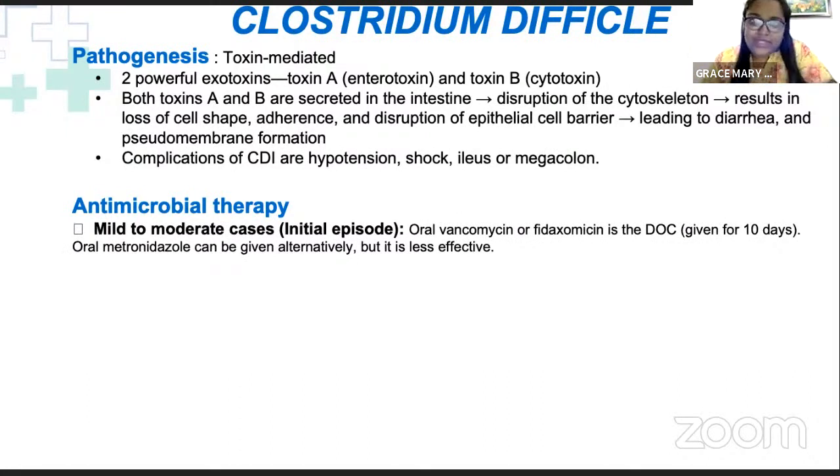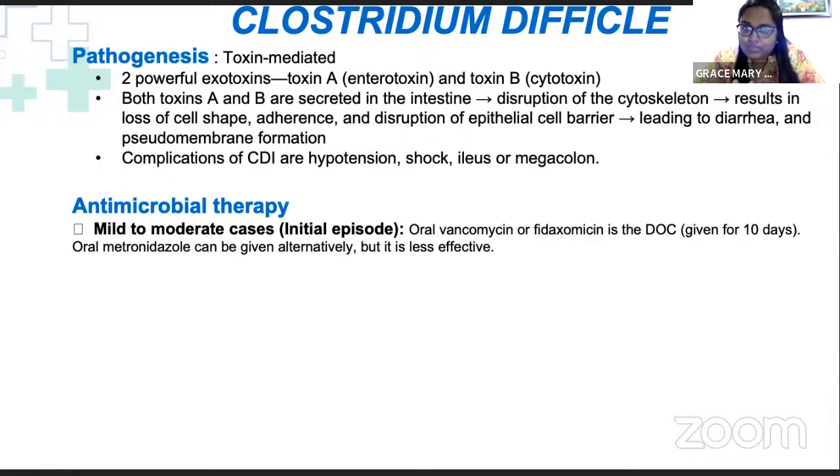Now, the antimicrobial therapy for Clostridium difficile is in itself a big lesson. Recently, there have been updates in the guidelines regarding the first-line agents and the role of other modalities. The three agents commonly mentioned in all the guidelines are oral vancomycin, fidaxomicin, and metronidazole. Fidaxomicin is not yet available in India, but most of the guidelines now have fidaxomicin as the first line in most cases.